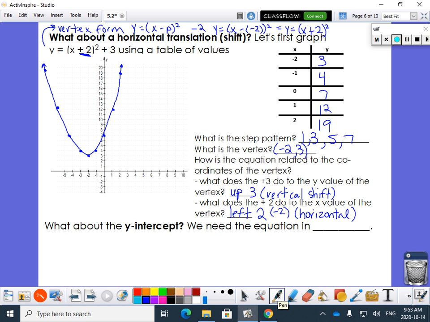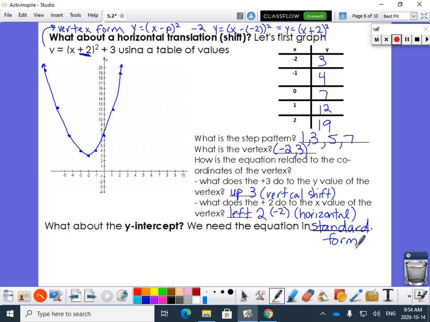Okay, lastly here. What about the y-intercept? I want you guys to fill this in. We need the equation in standard form. Sometimes you might be asked, what is the y-intercept of giving this equation in standard form? I'm going to show you how to do that. In order to get the y-intercept, we need to expand the equation and simplify in order to put it into standard form.